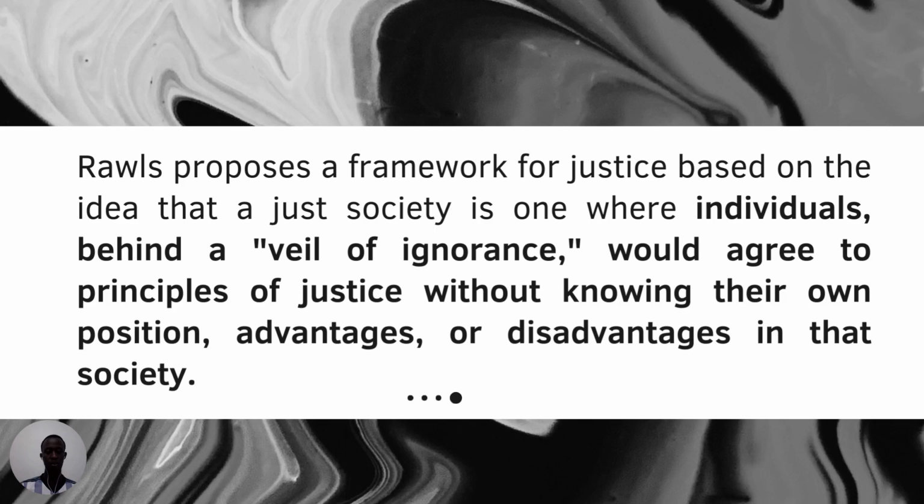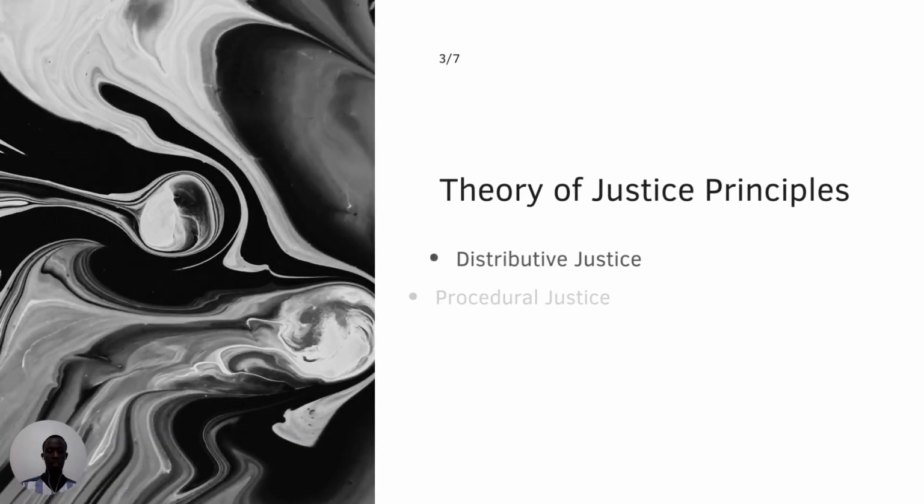Rawls proposes a framework of justice based on the idea that a just society is one where individuals, behind a veil of ignorance, would argue the principles of justice without knowing their own position, advantage, or disadvantage in that society. Further on, this theory is based on two principles.